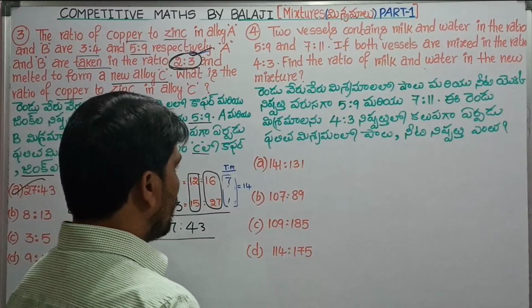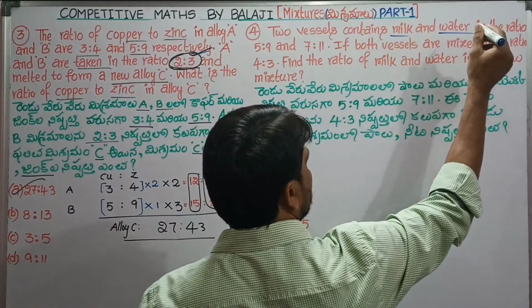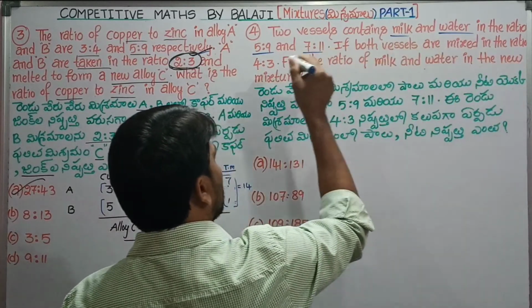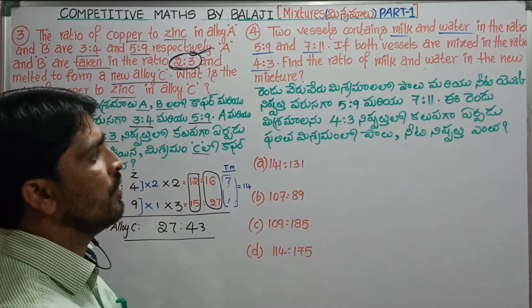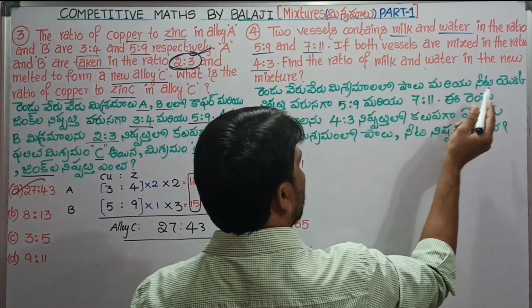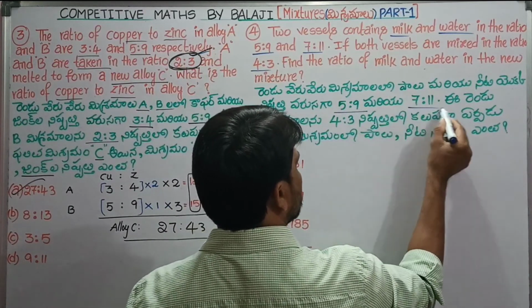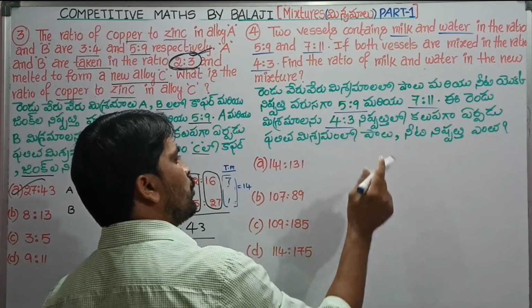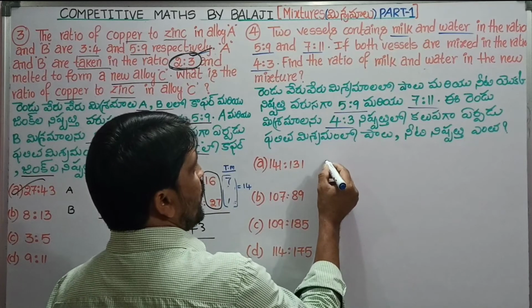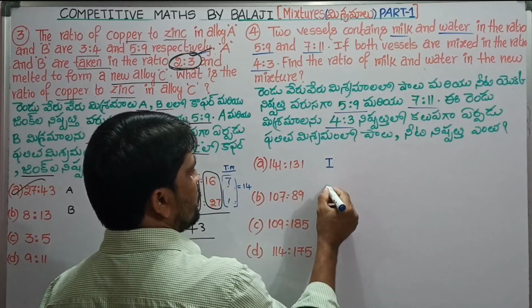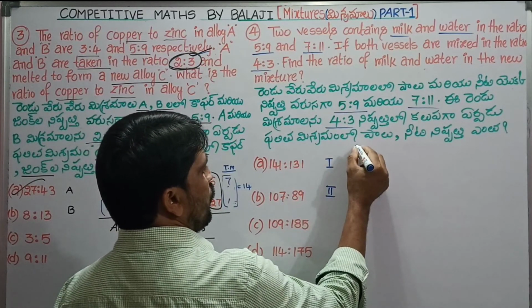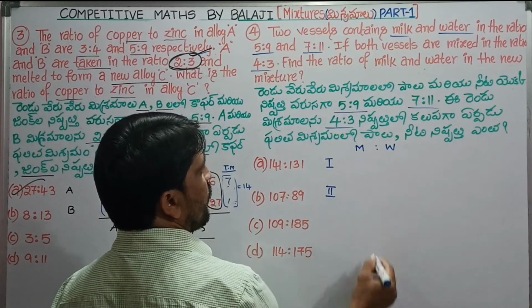Next question. 2 vessels contain milk and water in the ratio 5:9 and 7:11. If both vessels are mixed in the ratio 4:3, find the ratio of milk and water in the new mixture. Same as the usual question. రెండు వేరు మిశ్రమాలలో పాలు మరియు నీటి యొక్క నిష్పత్తి వరుసగా 5:9, 7:11. ఈ రెండు మిశ్రమాలను 4:3 నిష్పత్తిలో కలపగా ఏర్పడు ఫలిత మిశ్రమంలో పాలు నీటి నిష్పత్తి ఎంత? చూడండి, ఫస్ట్ మిశ్రమం, సెకండ్ మిశ్రమం. ఫస్ట్ మిక్చర్, second mixture. We have milk to water ratio.